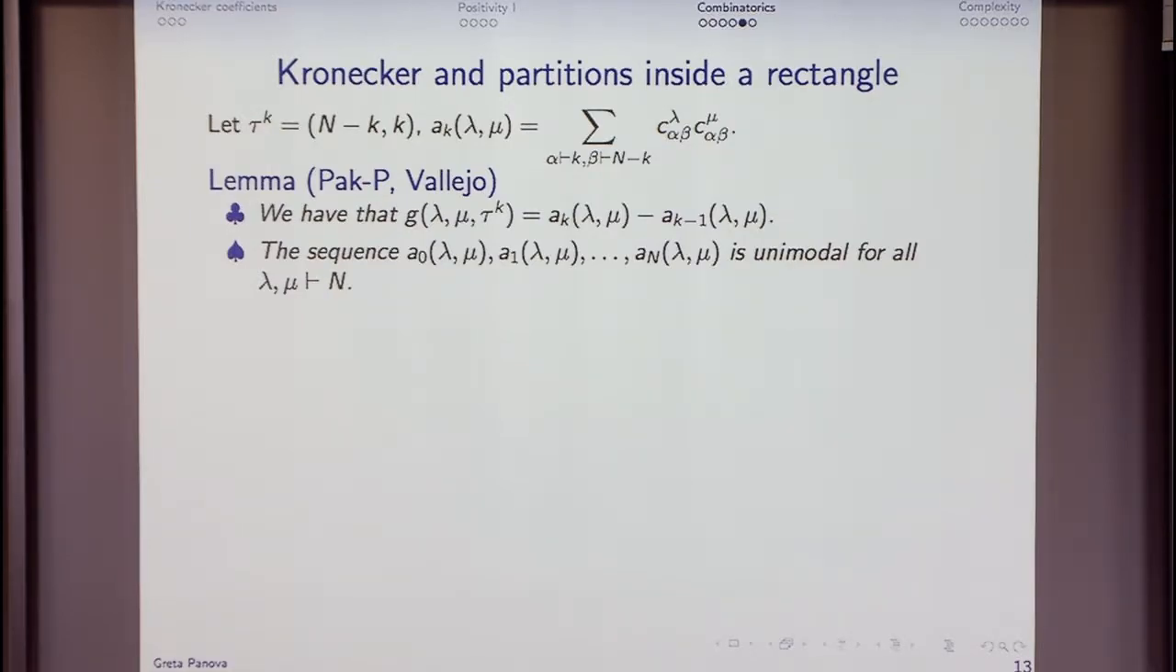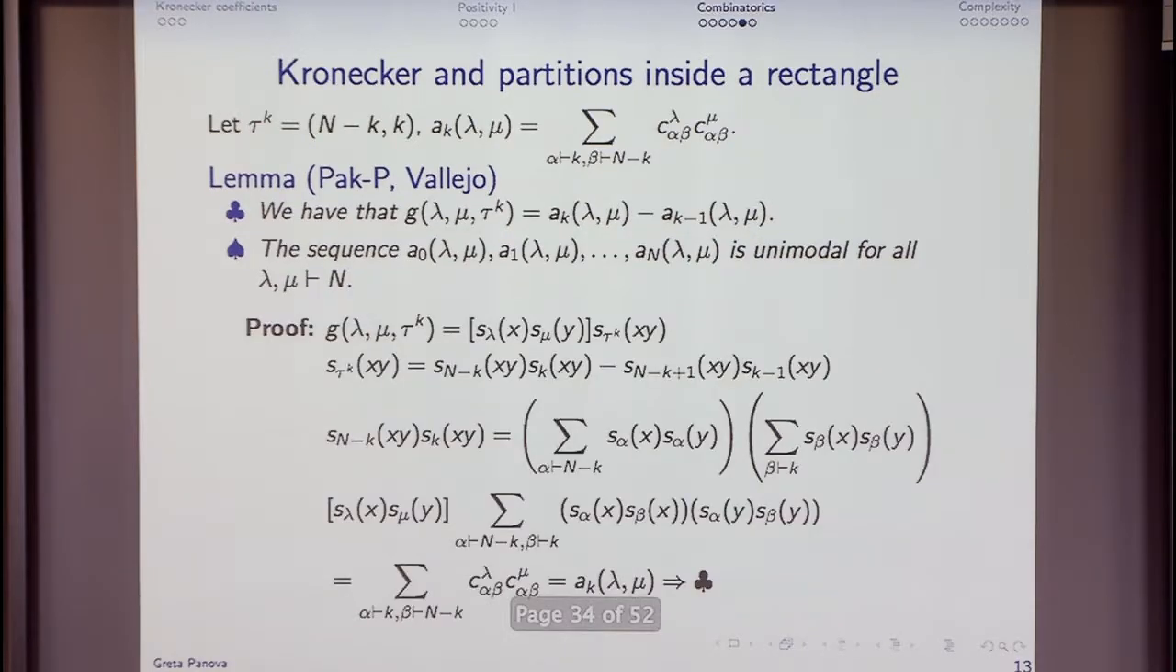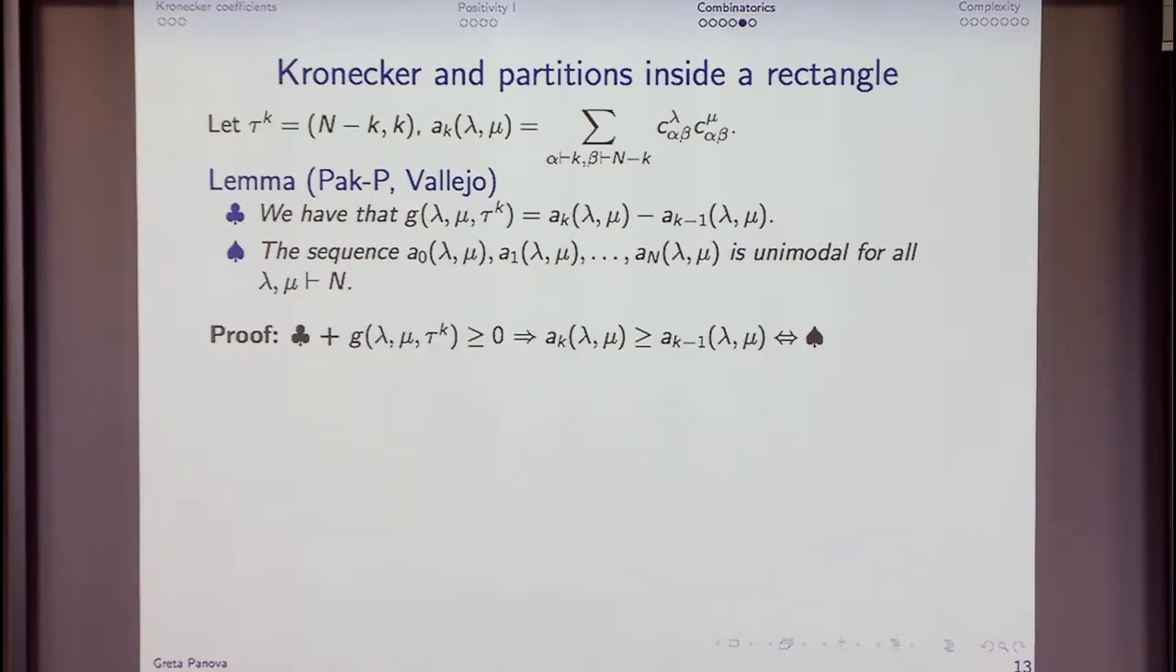Now, just because these Kronecker coefficients are always non-negative, by counting multiplicities of representations, we know that this sequence has to be unimodal. In other words, these differences are greater than or equal to zero. The proof can be done simply with this symmetric function type computation. Again, taking coefficients and using the product, the Littlewood-Richardson coefficients simply come out from this product of Schur functions. And as I already remarked, since the Kronecker coefficients are non-negative, we have these inequalities.